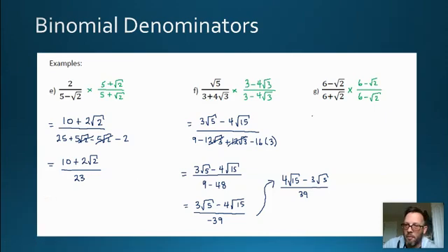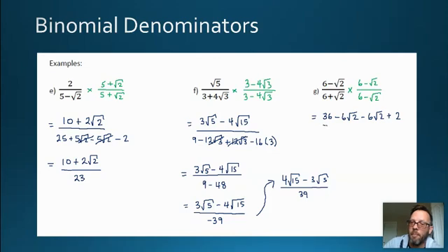And then clean things up. What do we get on top? 6 times 6, 36. 6 times negative root 2, negative 6 root 2. Negative root 2 times 6, another minus 6 root 2. And then minus root 2 times root 2 is positive 2.